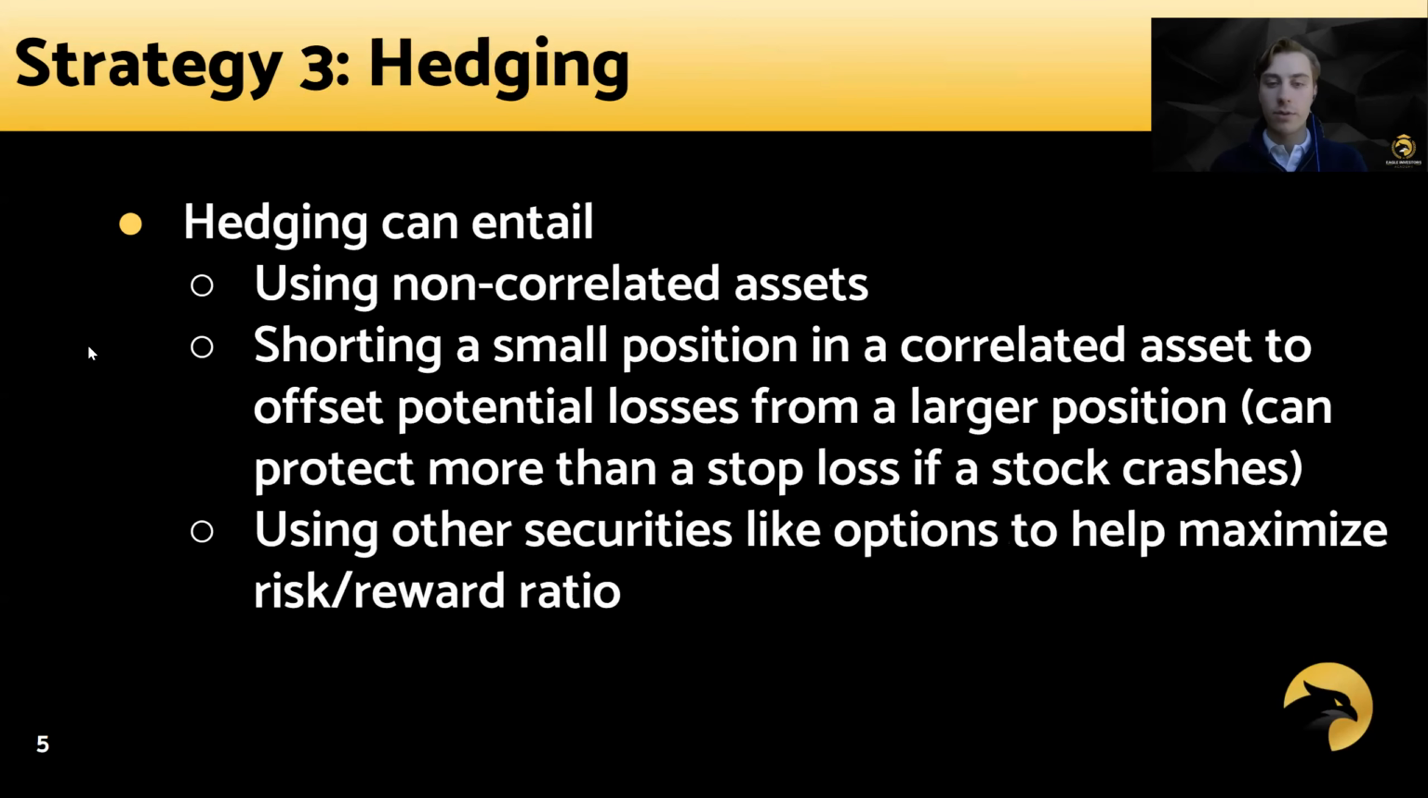Now, another way of doing all of this is actually kind of hedging. You can use non-correlated assets to hedge to a degree if they have a very, very low beta. You can also short a stock, a small short position, to counter the exposure you have from a very long position that takes up a large capital allocation.